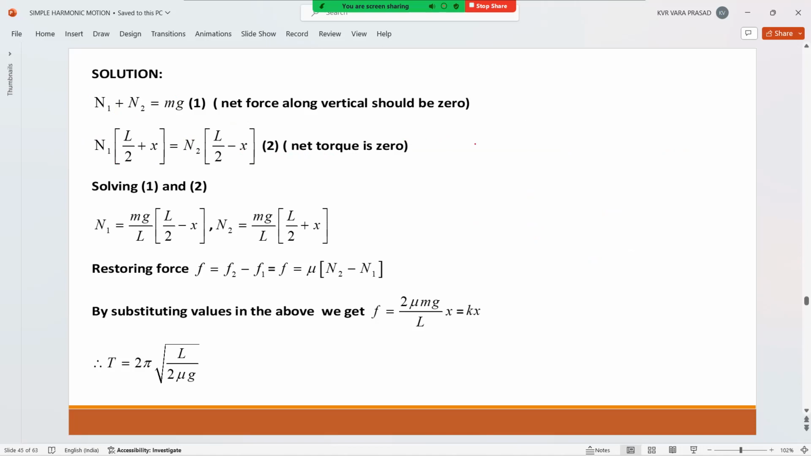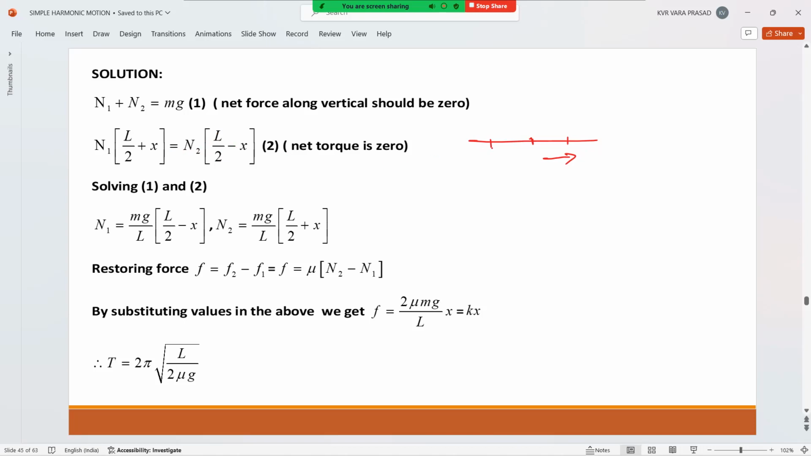See, initially what happened. The plate was kept symmetrically. Therefore, the distance from both wheels is the same, L by 2, L by 2. But now it is displaced by x to the right side. Therefore, the distance of the center of mass from the left wheel becomes L by 2 plus x, and from the right wheel it becomes L by 2 minus x. That's why N1 into L by 2 plus x equal to N2 into L by 2 minus x.